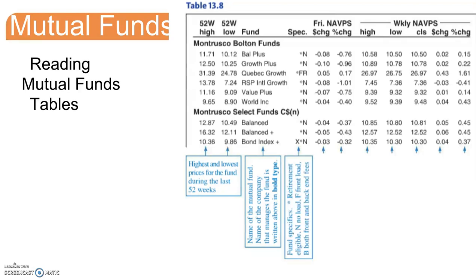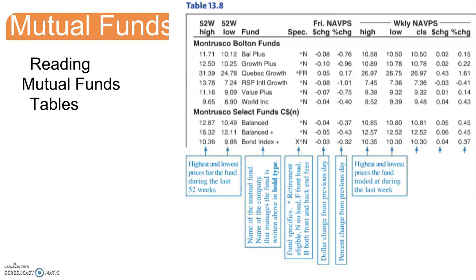The next column, SPEC, is the fund specifics. So it fits retirement eligible, or N for no load, F for front load, B for both front and back end fees. So just very specific to the type of fund. Then the next columns are the dollar change from the previous day, as well as the percent change from the previous day. So the Friday NAVs, we'll talk more about the NAVs, the net asset value. So you have the dollar change and the percent change.